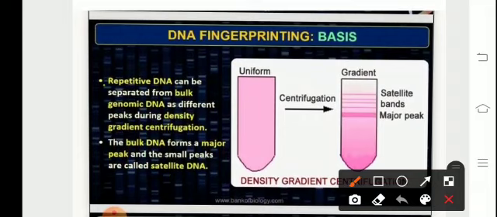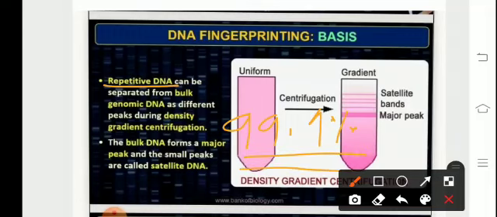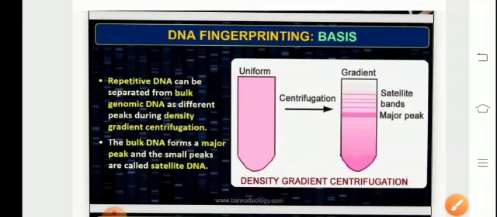The repetitive DNA can be separated from the bulk genomic DNA. The genomic DNA forms 99.9% of the total DNA, and it is the DNA which is similar. When we talk about the 0.1% of the DNA, that's the repetitive DNA, which will vary in individuals, and that will act as a unique character of a particular individual.